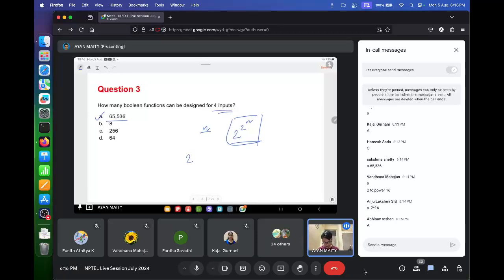So in our case n is 4, so 2 to the power 2 to the power 4, which is 2 to the power 16. 2 to the power 16 is 65,536, which is option A.